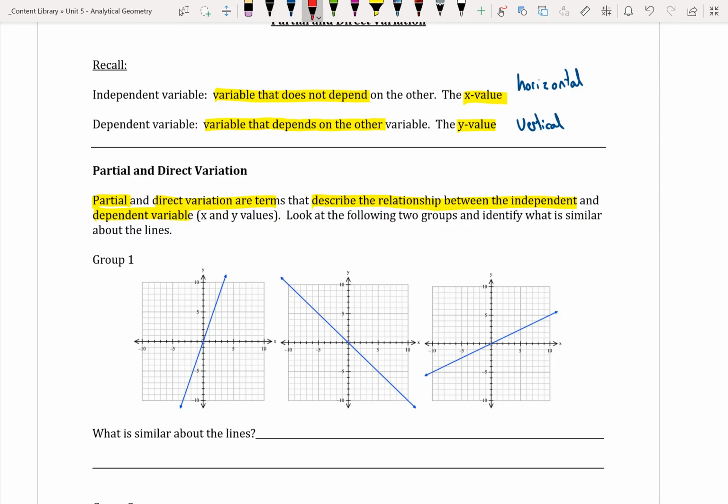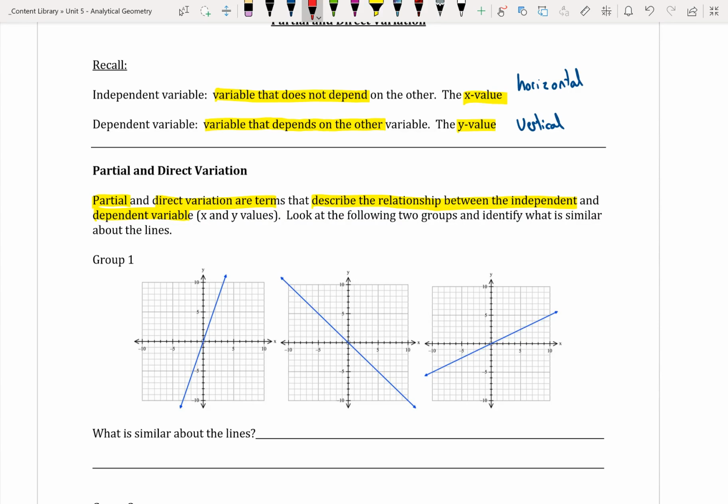So if I look at group 1, I want to look at these three lines and think about what's similar between them. Well, first of all, the slopes aren't similar because in graph 1 and graph 2, one's positive, one's negative, the third one's back to positive, so it can't be the sign of the slope. It also can't be the actual number for our slope because if we look at all three graphs, they don't have the same steepness. Right? Graph 1 and 3 are definitely one steeper than the other, and same with the second one. So what's similar about these three lines?